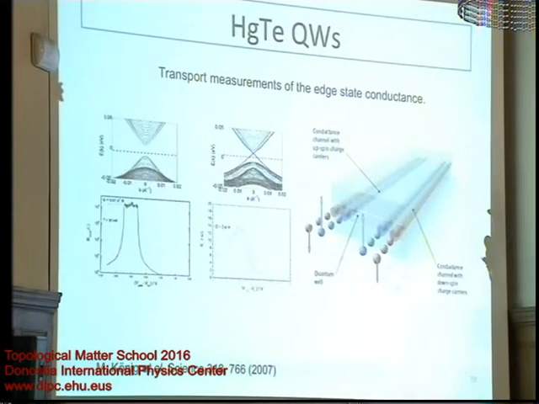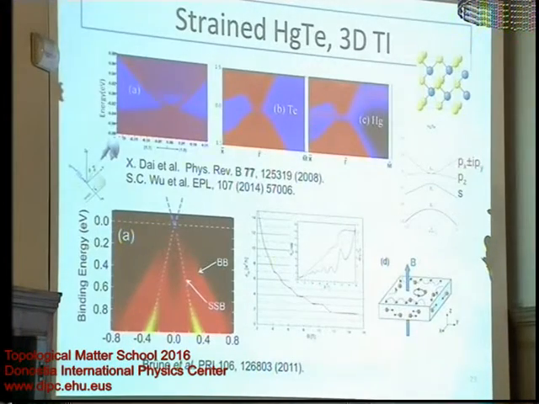And later, let's go to this 3D material, which was further optimized to apply some strain and break the symmetry. And this is our theory calculation. Then later, what did the experiment observe? Actually, this is the photoemission one.